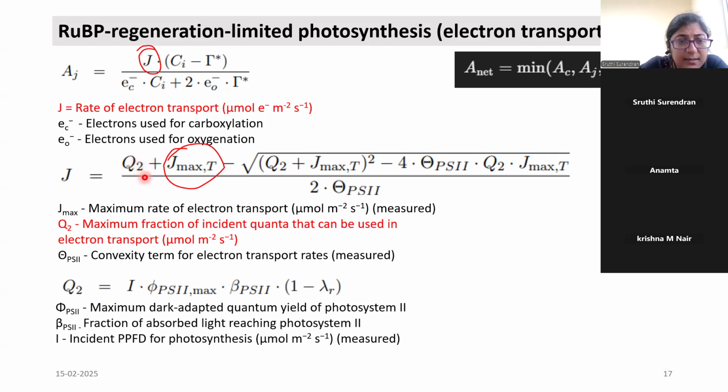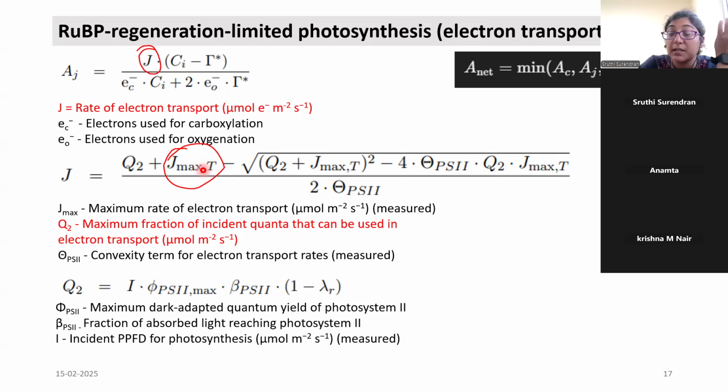And this term called Q2. Q2 indicates what is the maximum fraction of incident quanta that can be used in the electron transport. So again, this is indicating that this equation is dependent on light. So when the light is incident on the leaf, the fraction of photons that is effectively used for electron transport is given by this term Q2.